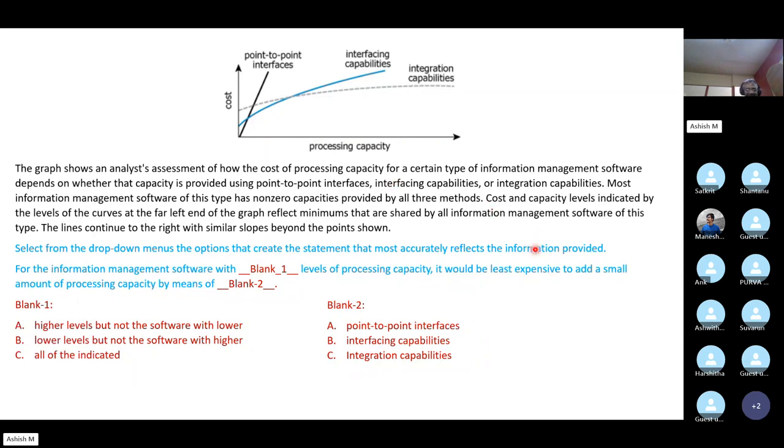So, there is an information management software that needs processing capacity to run. Now that processing capacity can be provided using what? How many options do we have? 3 options, right? That processing capacity required by this information management software to run can be provided either through this option, or through this, or through this. Correct? Most information management software has non-zero capacities provided by all the 3 methods.